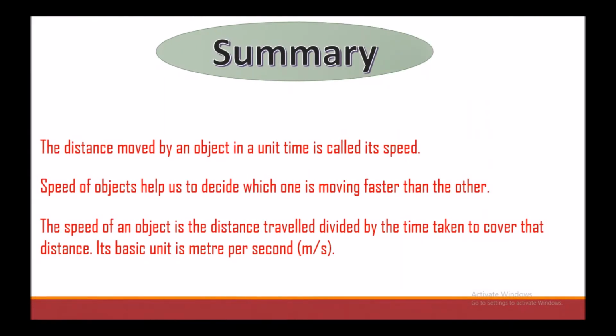Before starting with the chapter, let's revise what we have learned in the chapter. So let's do the summary of the chapter. The distance moved by an object in a unit time is called its speed. Speed of objects helps us to decide which one is moving faster than the other. The speed of an object is the distance traveled divided by the time taken to cover that distance. Its basic unit is meter per second.